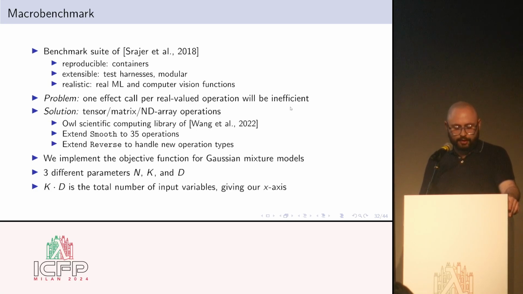So specifically, we implement one of the objective functions in the benchmark suite for Gaussian mixture models. And the input to the benchmarks has 3 parameters, n, k, and d, where n is either 1,000 or 10,000. And k and d is actually the total number of input variables which we're differentiating against. So the x-axis in our graphs is just k times d.